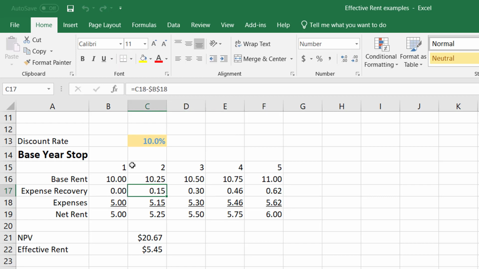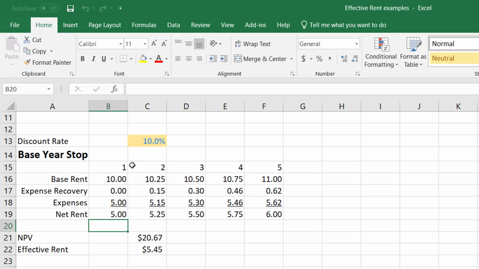So you can see here in year 2, our expenses are $5.15. We're getting 15 cents a square foot in expense recoveries. In year 3, our expenses are $5.30. We're getting 30 cents a square foot in expense recoveries. In year 5, the expenses are $5.62. We're getting 62 cents a square foot in expense recoveries. All right. So that shouldn't be anything special there.